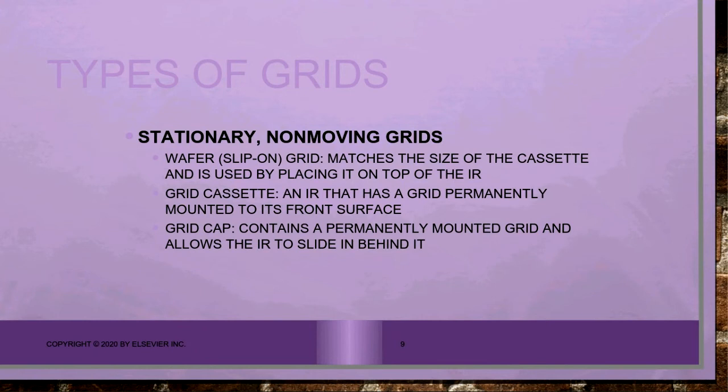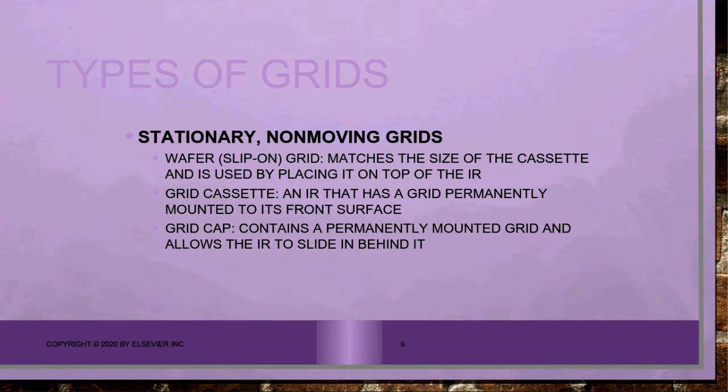Those used to be used quite a bit, probably not as much anymore. We also used to use what were called grid cassettes, which literally was an image receptor that had a grid permanently mounted to the front surface. This was typically utilized with film, because you would place the film in the image receptor, and it was very heavy because it also had the grid attached to it. So it was one unit. It had the film in there, and it was a grid that held the film all in one unit, and you would place that underneath the patient to use. Again, probably a little more old school.